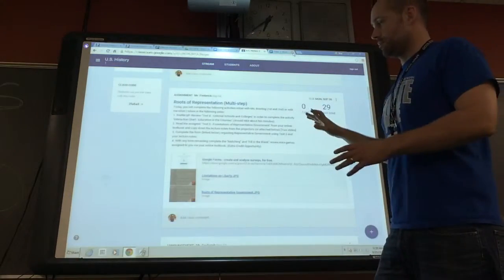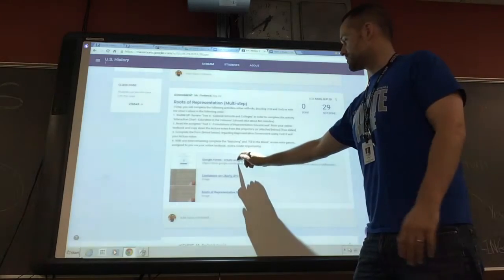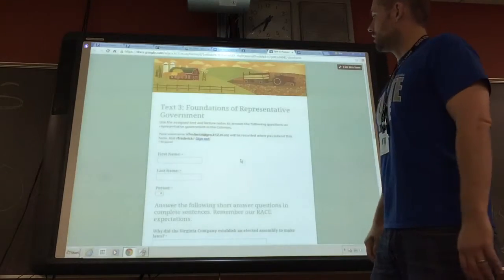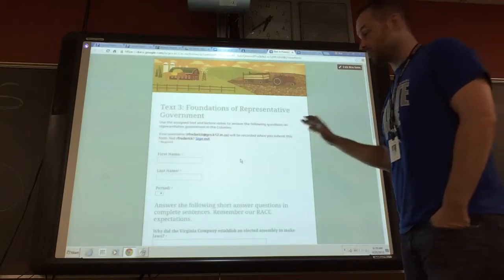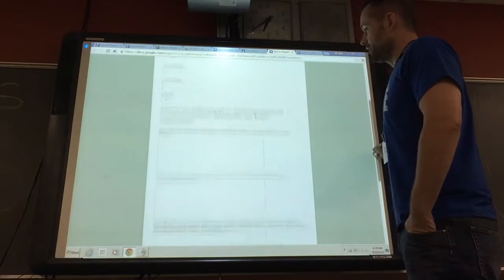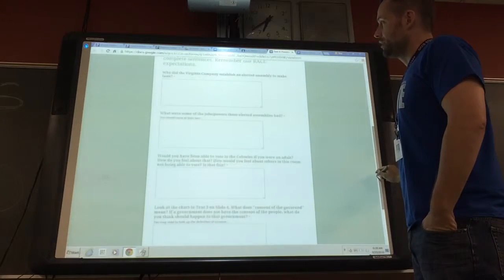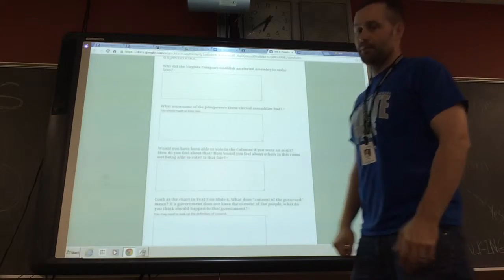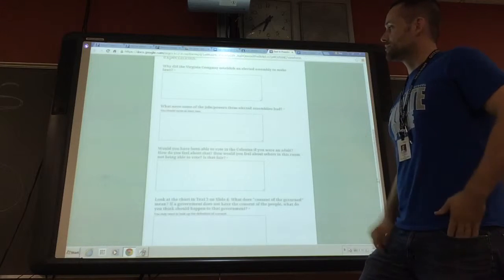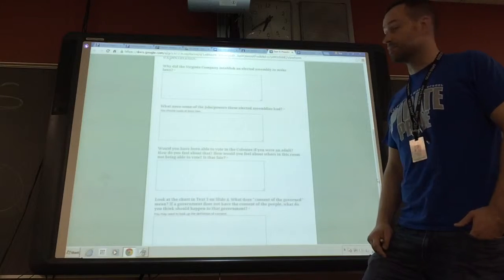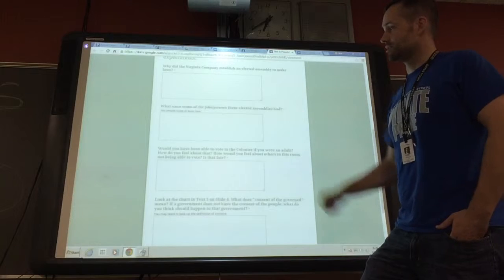After you've read that, copied the lecture notes, there's another form here on foundations of representative government. These are questions specifically related to what you just read, and there are 4 of them. 1, why did the Virginia Company establish an elected assembly to make laws? What were some of the jobs or powers these elected assemblies had? You should name at least 2.